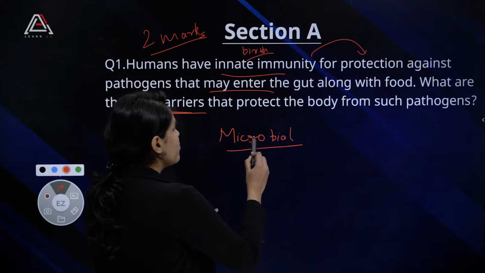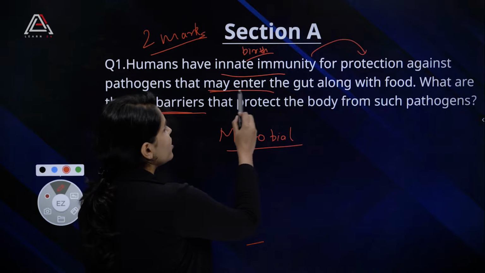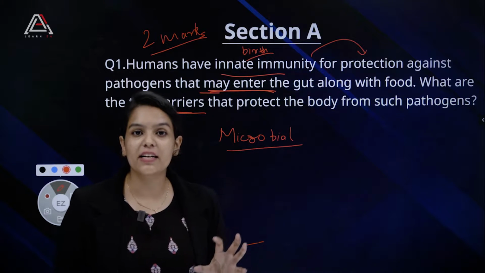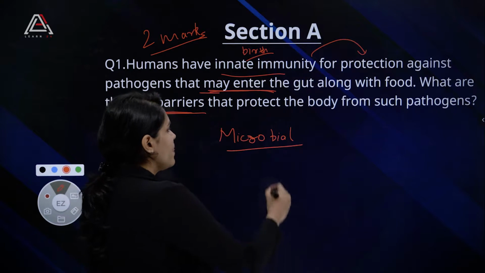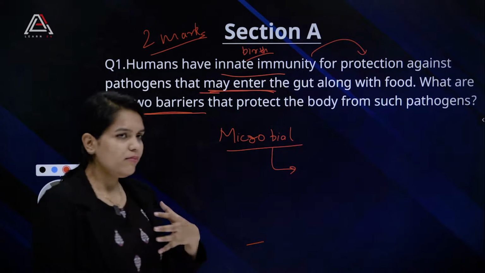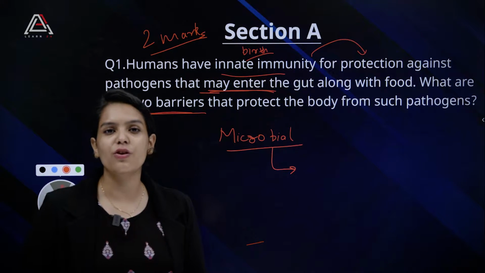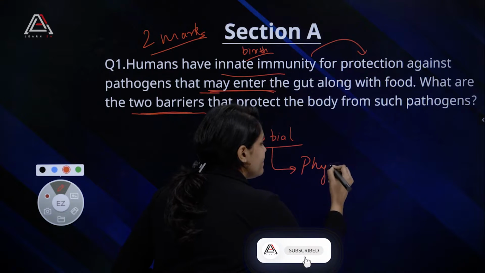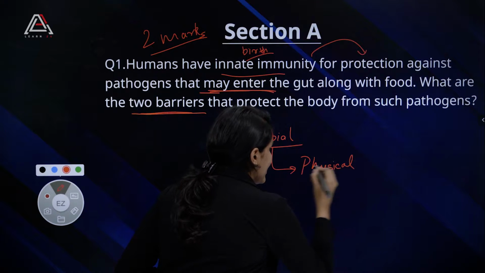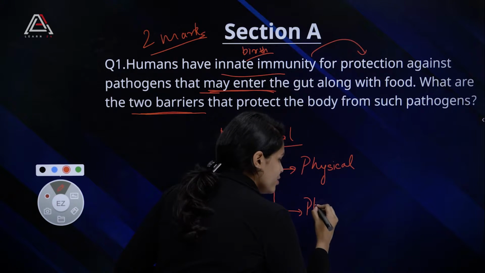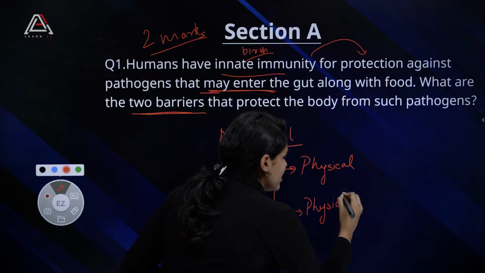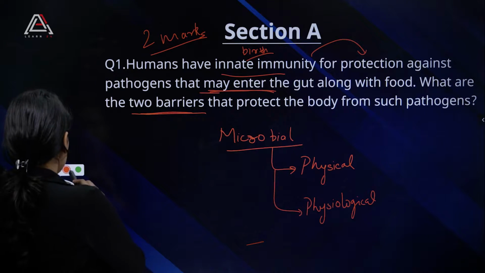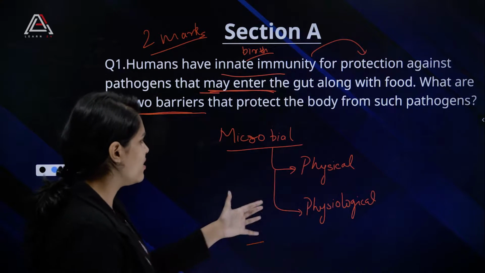So in this question, they have also given the information about entry, that is, the pathogen which has the ability to enter the gut. So related to the microbial pathogen, you have to give 2 barriers. The first barrier is the physical barrier, and the second barrier is the physiological barrier. You all have studied these 2 barriers in the human health and disease chapter, and you all know about them specifically.